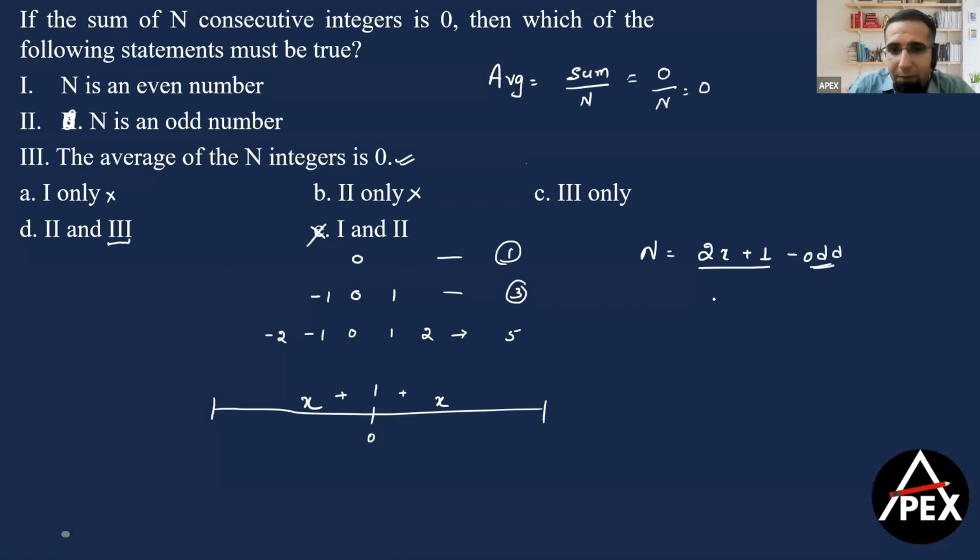Clear? So an even number is in the form of 2x and an odd number is in the form of 2x plus 1. Since the value of n is equal to 2x plus 1, therefore n has to be an odd number, which means statement 2 is also correct and statement 1 is wrong. So therefore, option D becomes our correct answer and not option C. Right? Now let's look at the next question here.